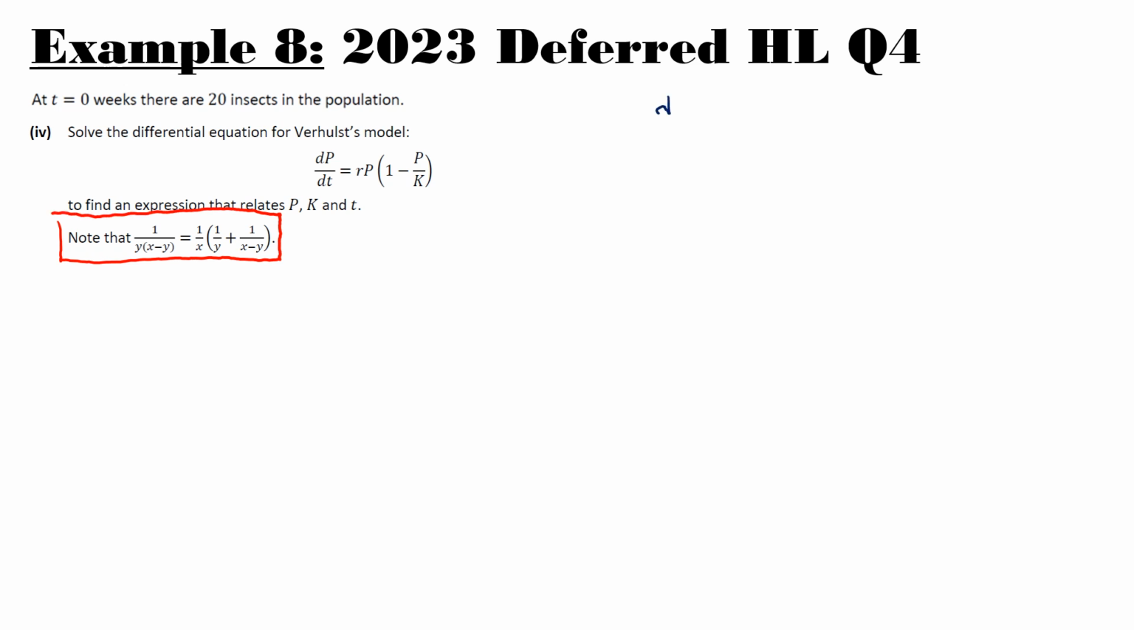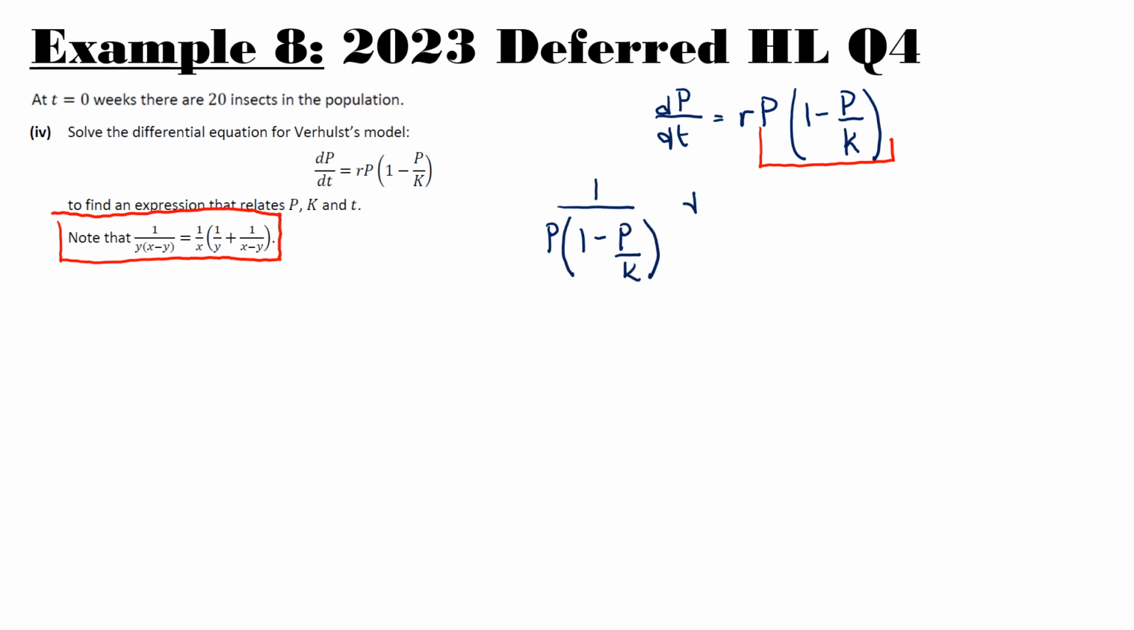So the first thing we're going to do is I'm going to just write my differential equation here. And we're going to separate this out. So I'm going to bring all of this to the other side and I'm going to leave my r. So that gives me 1 over P times (1 minus P over K) dP is equal to r dt. We're going to integrate both sides here, again, same initial constraints. We know when t is 0, there were 20 insects. We're going to evaluate that to t and to P.